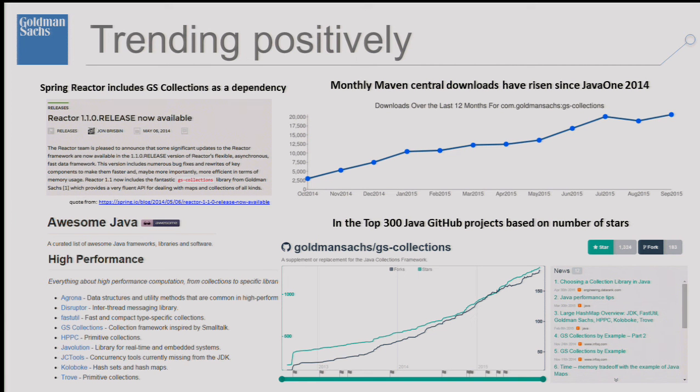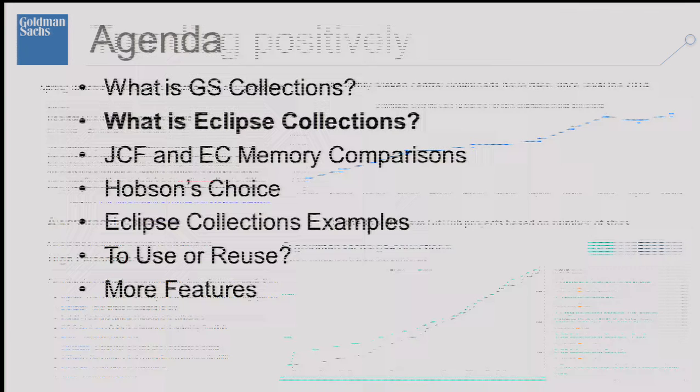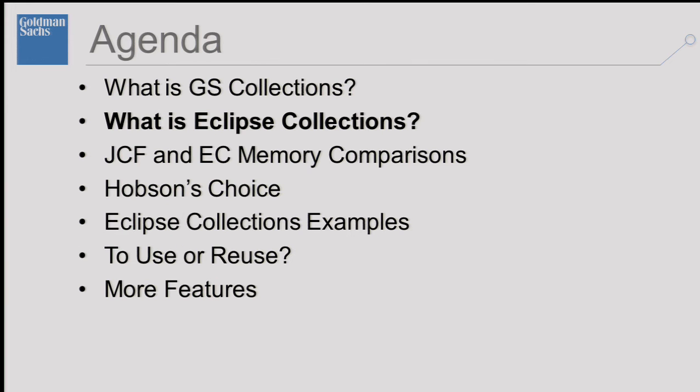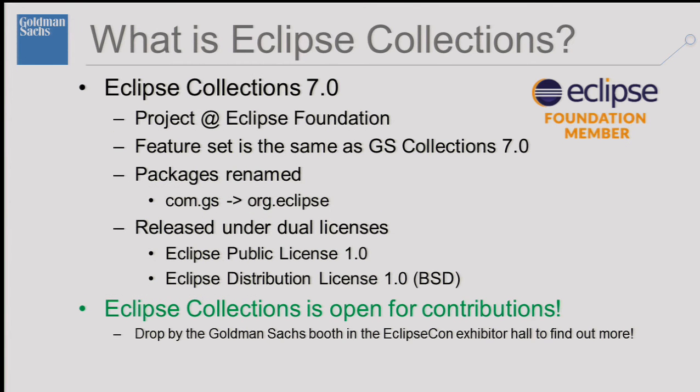Some of the feedback we've had on GS Collections since we open sourced it and started talking about it at JavaOne last year: you can see the number of downloads from Maven. Some other open source products have started depending on it. Spring Reactor uses GS Collections internally for some of its performance and memory usage characteristics. We're listed on websites which say what they think are good open source products to be using for high performance Java applications. And you can see on GitHub how people are using it, and you can correlate people downloading it and trying it out with news stories that are appearing on blogs. So it's getting a fairly positive reception.